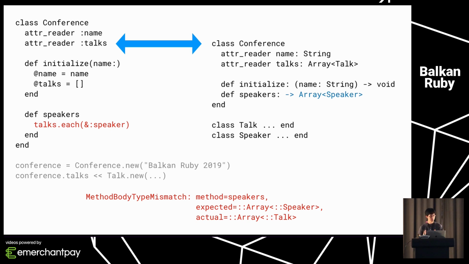It also checks the opposite side, the definition of the Conference class. In this case, the implementation of the speakers method has a bug. I think talks.each is the mistake, and we should use talks.map. Because the array's each method returns self, it returns an array of Talk instead of an array of Speaker. So Steep will detect this error, and it reports a method body type mismatch error. It should be an array of Speaker, but the implementation returns an array of Talk. So this is a really quick example of what Steep will do.